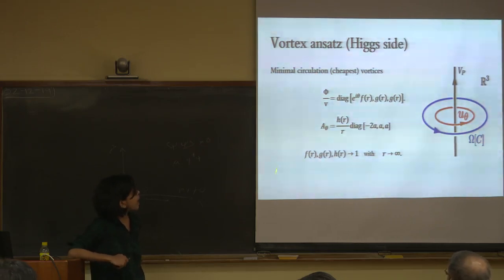And this f of r, g of r, these are radial functions. I'm not going to solve for them. You can solve for them if you want. But what I really care about is what they are far away from the core of the vortex, and they are just 1, very far away. And they go to 0 in the core of the vortex.